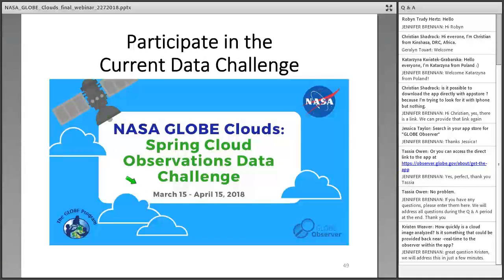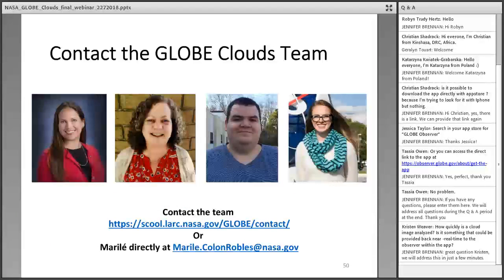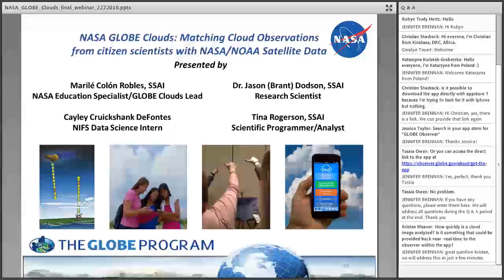Currently we're having a data challenge. It'll run from March 15th through April 15. I hope that you all participate. What we ask is for cloud observations, and the people that submit the most observations through Globe or Globe Observer will get a nice shout out from a NASA scientist that uses cloud observations. So it'll be really exciting. You can go to the Globe site, but you can also contact us as the Globe Clouds team. We'll be more than happy to answer any questions down the road, or you can contact me directly. So we're really excited about hopefully hearing from you.